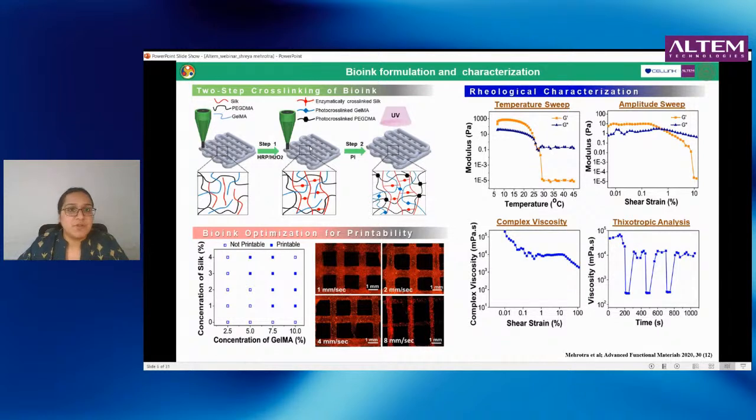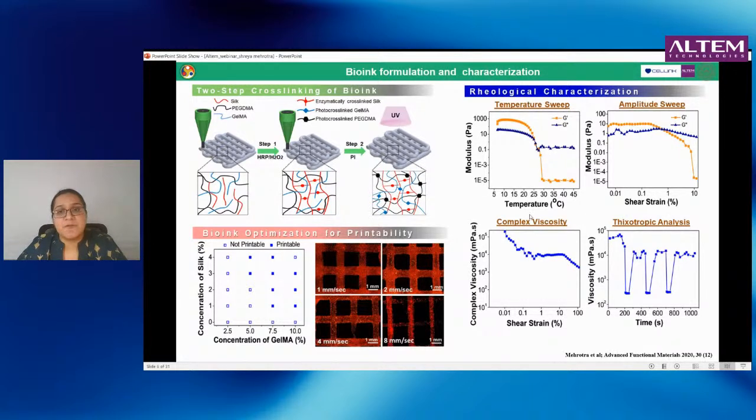So here we have tried to formulate a bioink comprising three polymers, which are silk, PEG, and GelMA. This bioink follows a dual cross-linking step to fabricate 3D constructs. We optimized this bioink so that we could print structures that had a microfibrous structure, which was similar to the native heart ECM. We also characterized the bioink for its rheological properties, where we found that the components of the bioink followed temperature-based gelation.